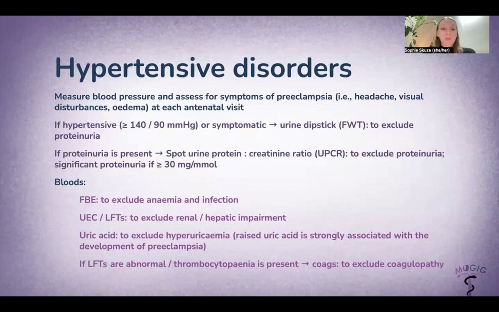We should also perform preeclampsia bloods. So that includes an FBE to exclude anemia and infection, UEC and LFTs to exclude renal and hepatic impairment, uric acid to exclude hyperuricemia. So raised uric acid is strongly associated with the development of preeclampsia. And if our LFTs are abnormal or thrombocytopenia is present, we should also perform coags to exclude coagulopathy.